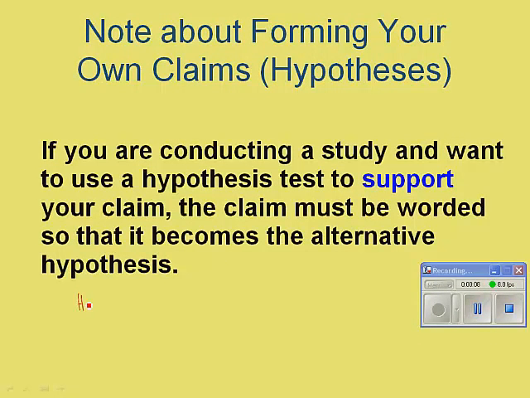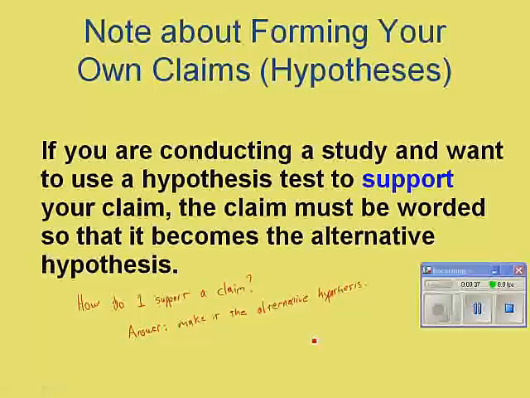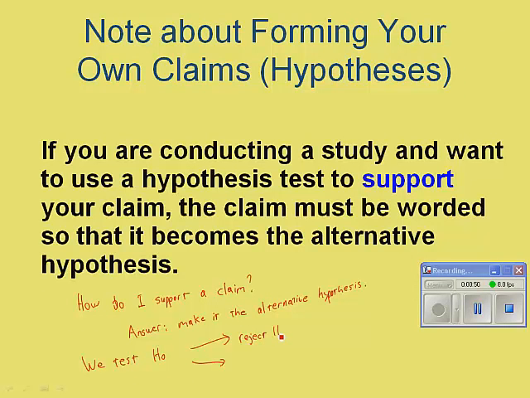Okay, let's see what this means. How do I support a claim? And the answer is, make it the alternative hypothesis. Now why? Why is that? Well, because remember, I said what it is that we're testing. We test which hypothesis? We test H0. And either we reject H0 or we fail to reject H0.